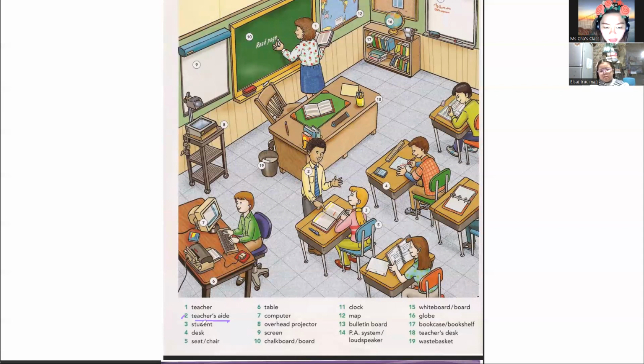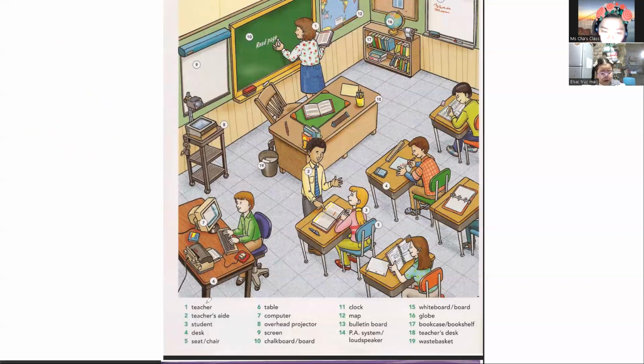Now, of course, number three, we have student. Number four, desk. Number five, chair, or a seat. Take note that with seat, we are referring to the spelling. Sit down is SIT, but in here it is a seat, spelled SEAT.